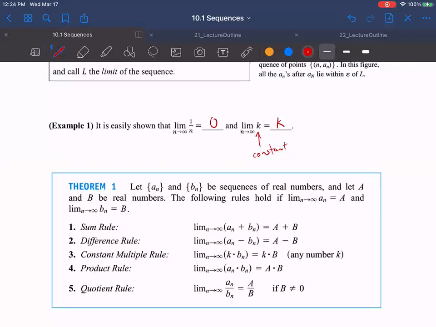So we have the sum rule. If we're adding those, then the limit is just A plus B. The difference rule, you can see there, is the difference of the two. Multiplying each term by a constant multiple, we can bring that out front. Product rule, just the product of their limits, and then the quotient rule is just the quotient of their limits, assuming the denominator one is not 0.